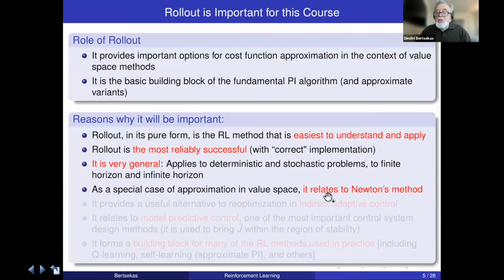It has a connection to Newton's method, as we have discussed, because it's a special case of approximation in value space. An approximation in value space with one step look ahead or multi-step look ahead relates to Newton's method. So there is this connection to guide the implementation and the intuition.